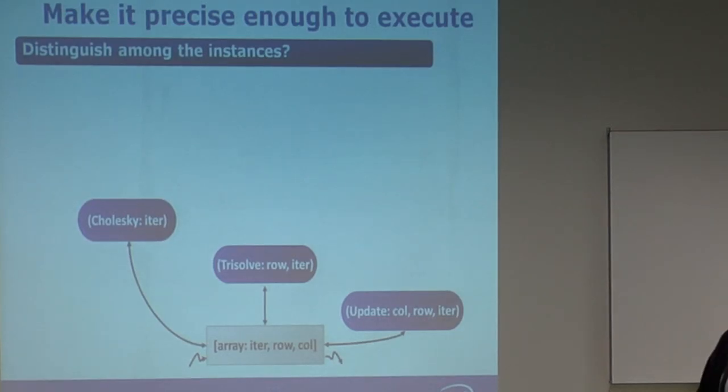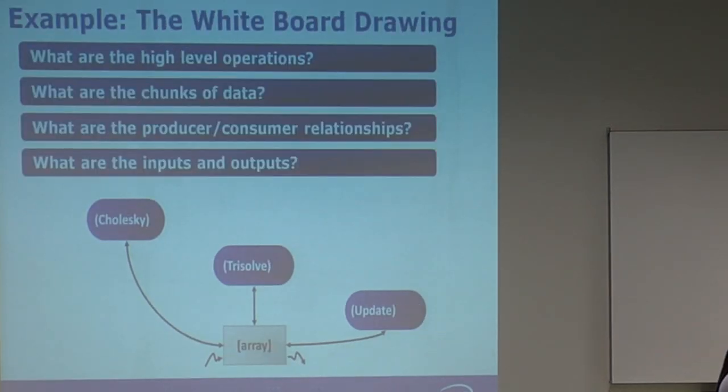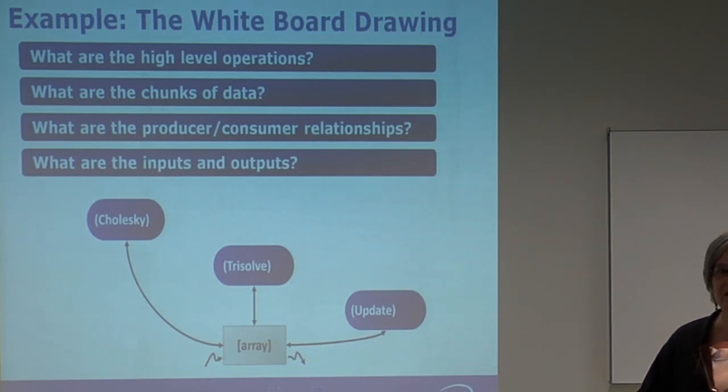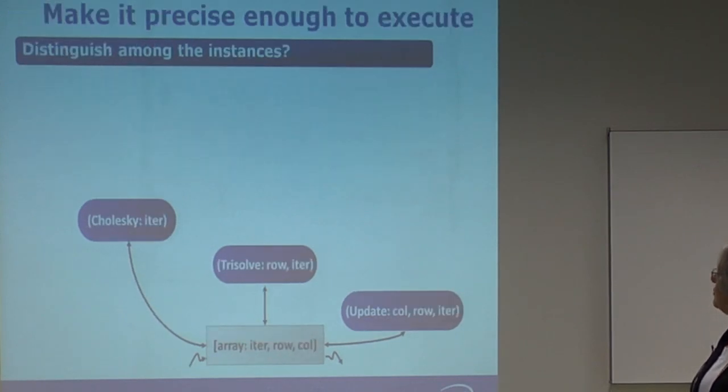Okay, so you might write that previous thing to your colleague, as they say on the whiteboard, but it's not precise enough to execute yet. So what do we need to do to make it precise enough to execute? We have to ask a few more questions, not many. So one of the questions is, how do we distinguish among the instances, both the instances of the computation and the instances of the data?